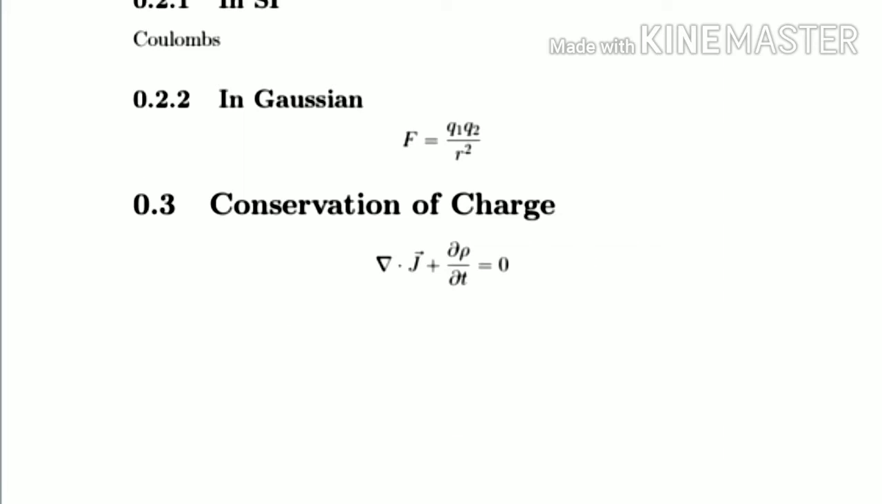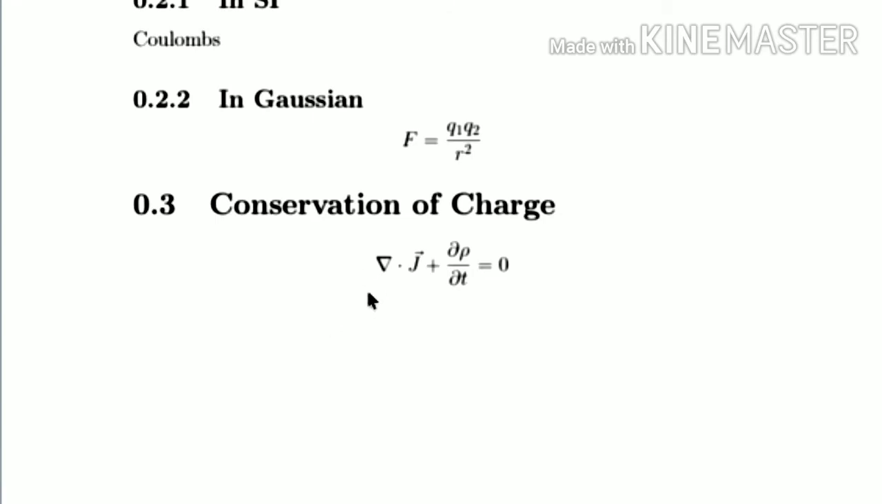Let's move on to the conservation of charge. The total charge in our universe is conserved. You cannot create charge nor destroy it. Also, charge cannot disappear from one place and appear in another. Charge should move through a continuous path. And the differential form of the continuity equation guarantees this.